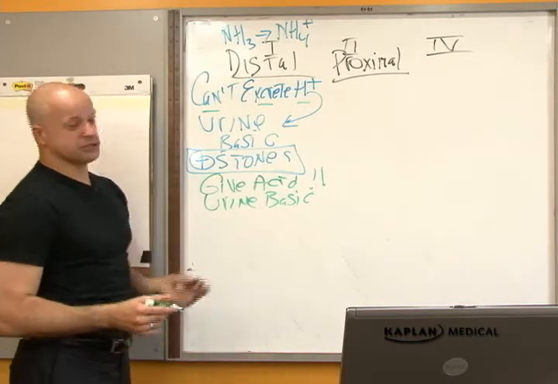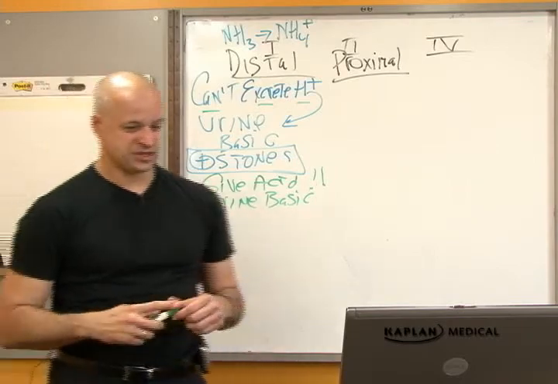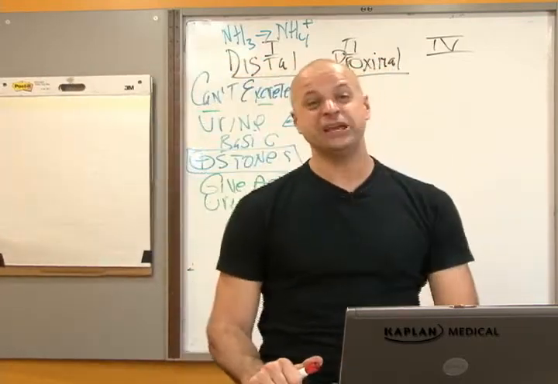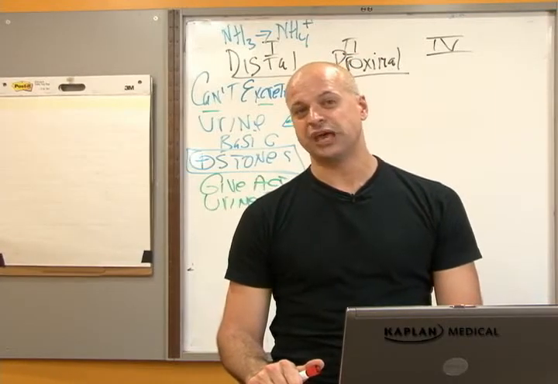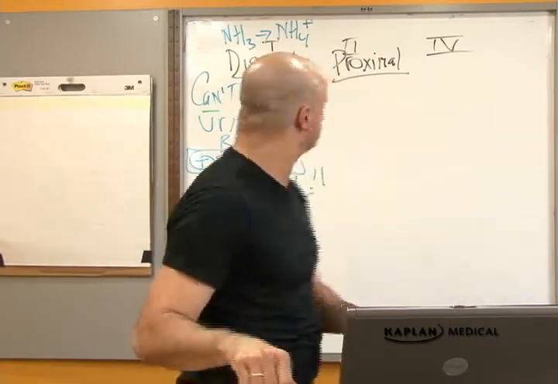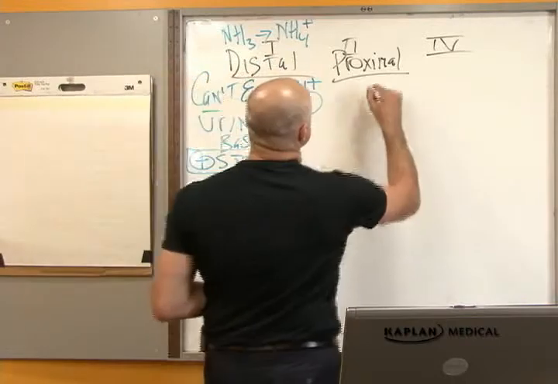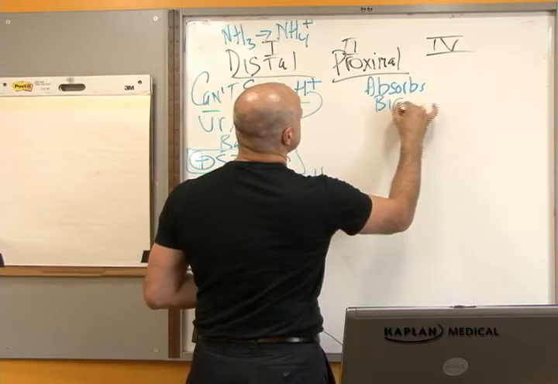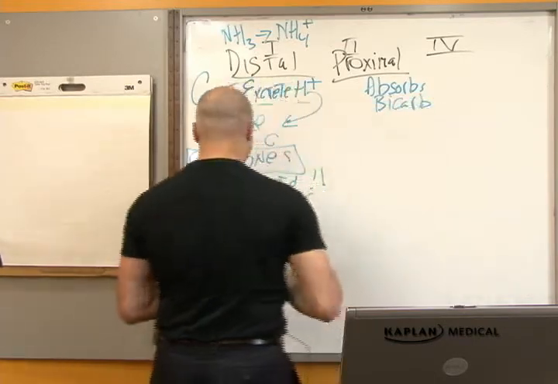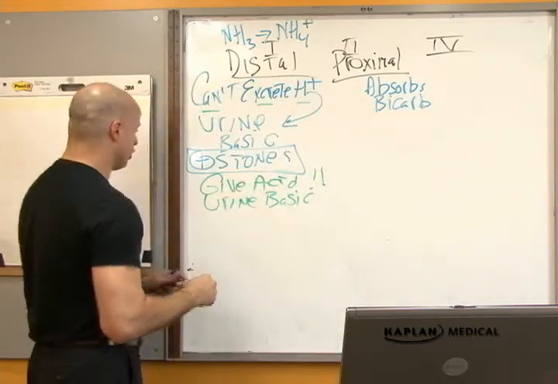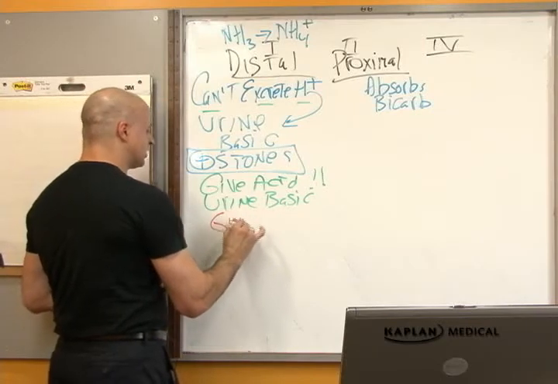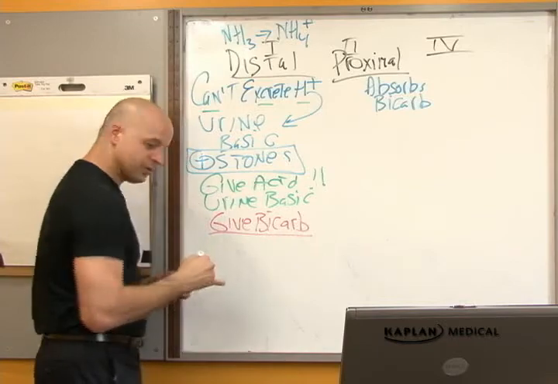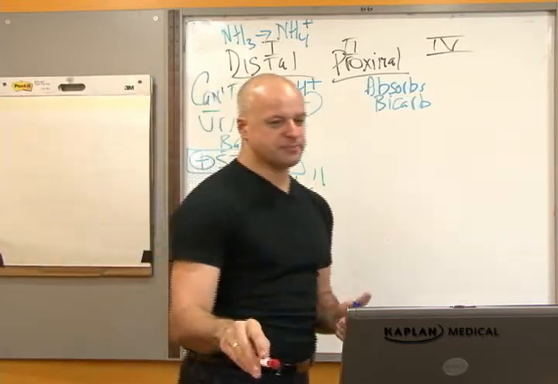Now the distal tubule is kind of screwed here. You can't excrete acid, but you can absorb base very nicely because the proximal tubule is okay. The proximal tubule absorbs bicarb. So since the distal tubule is poor, the proximal tubule is good. So the treatment is you just give them bicarb.